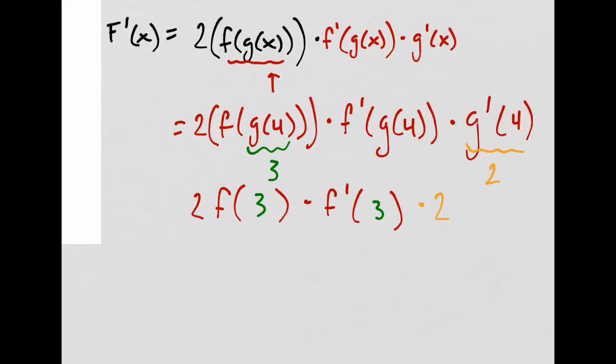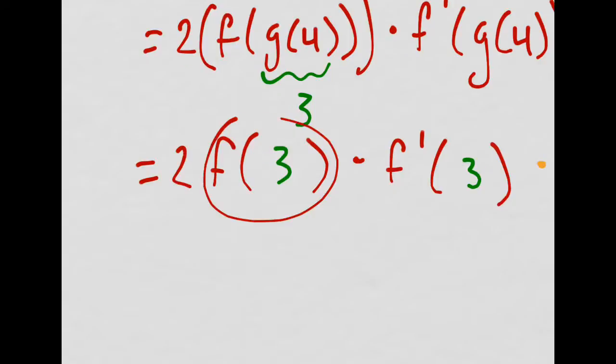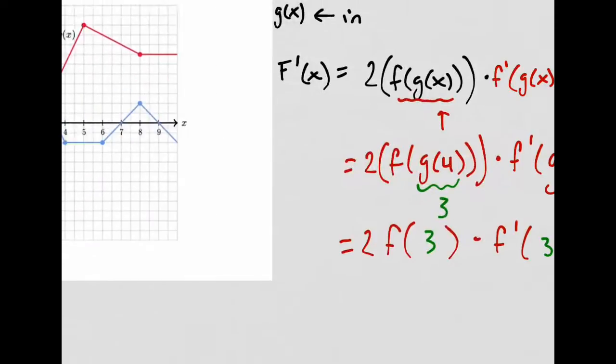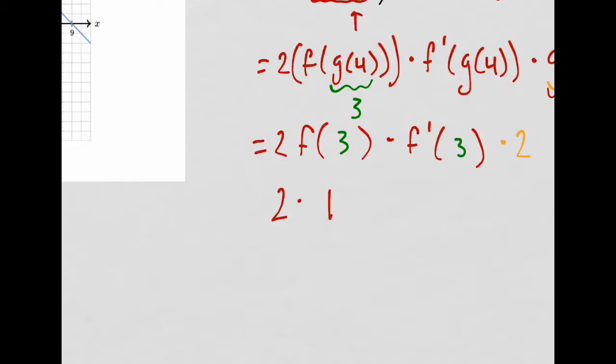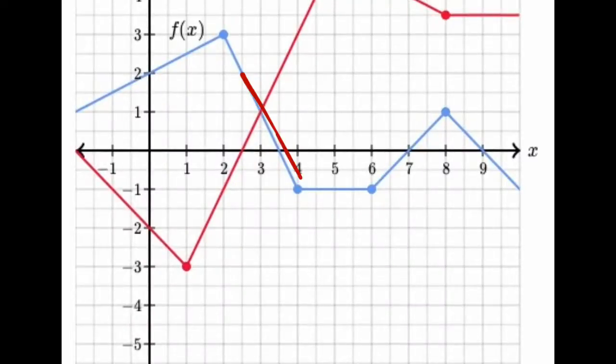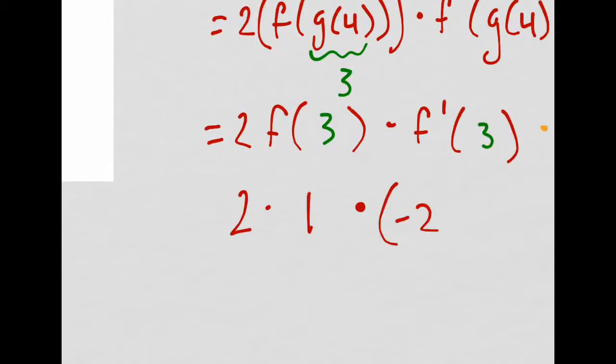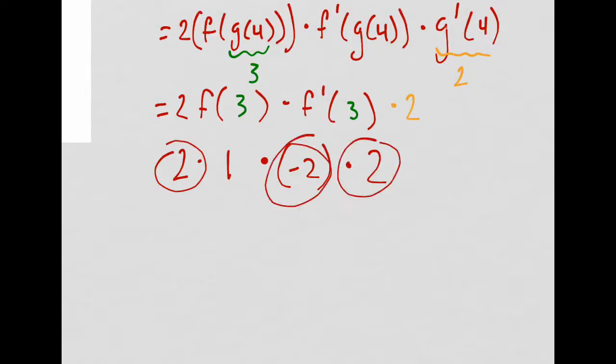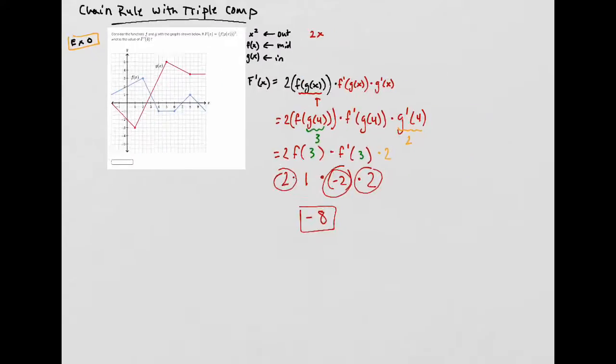Now I start over, and I try and evaluate again. What's f of 3? If I go to 3, f of 3 is just my y value, so that's 1. So I have 2 times 1 there, times f prime of 3. Now I'm looking for the slope. That slope is negative, down 1, 2 over 1, so negative 2. So I have 2 times negative 2 times 2. That's negative 8, and that's the answer.